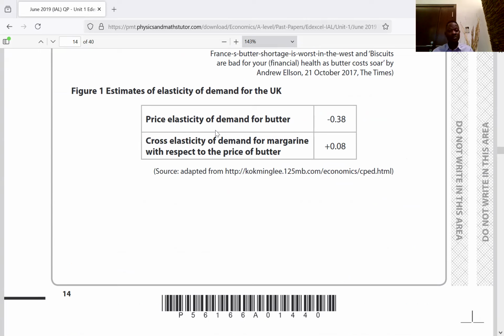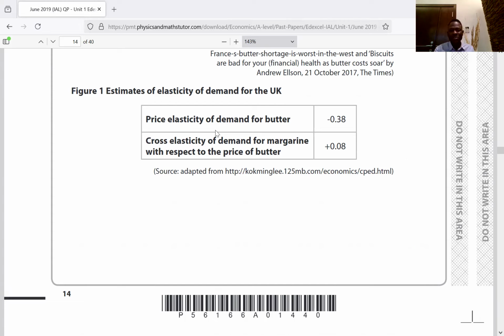So butter and margarine, based on what we see here, are considered to be substitutes. So what are substitutes? Goods that have a positive XED. And what is XED? We're talking about cross elasticity of demand. So what is cross elasticity of demand? The degree of responsiveness of the quantity demanded of product A, like butter, as a result of a change in price of product B, like margarine. That is elasticity.